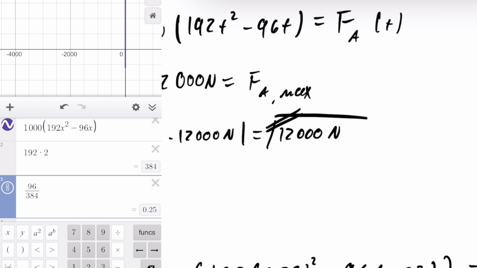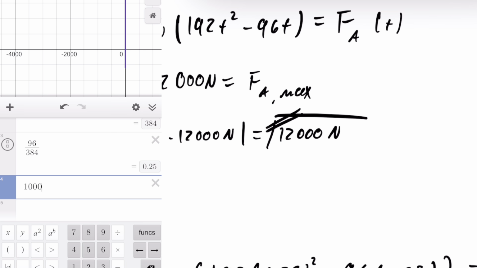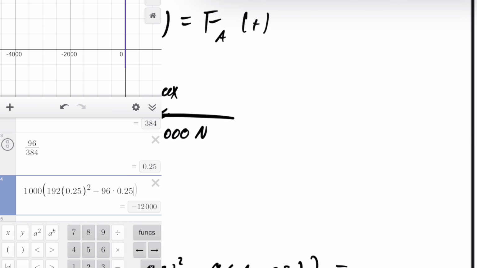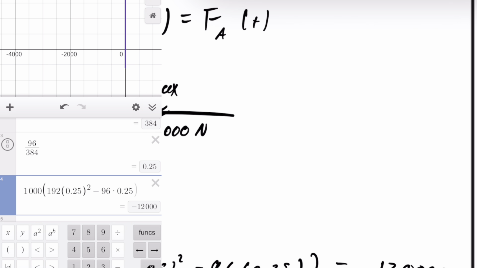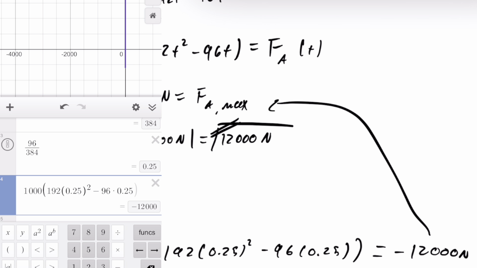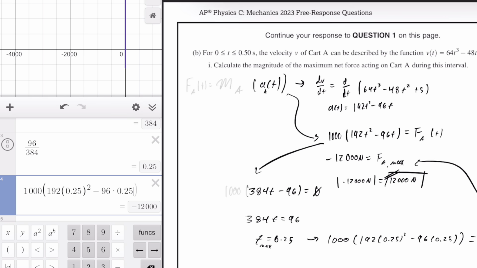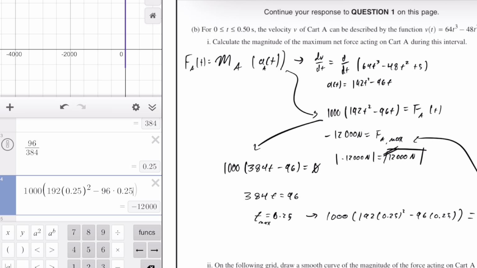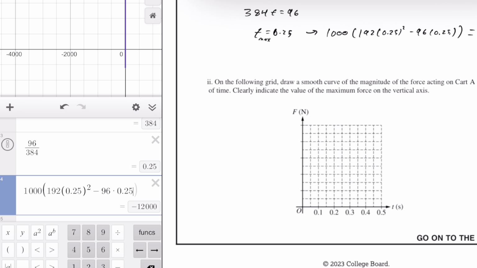And that gives you, so I'll just plug that in, and it's 192 times 0.25 squared minus 96 times 0.25, negative 12,000. And now you do the magnitude, and then you get your final answer. So that's the work they really wanted. But you could also intuitively think that at the vertex it's its maximum, using algebra, but this is a calculus-based course. It's way easier to use the calculus. So let's do the next problem.